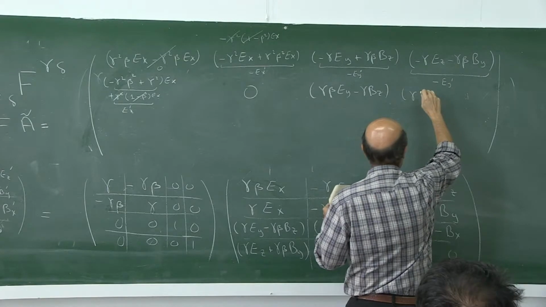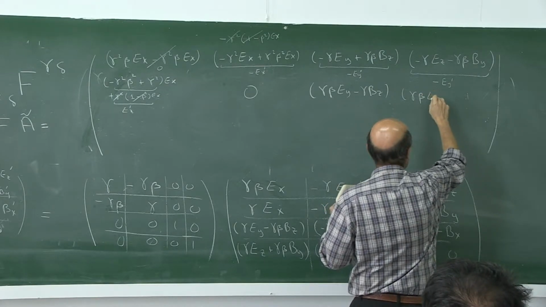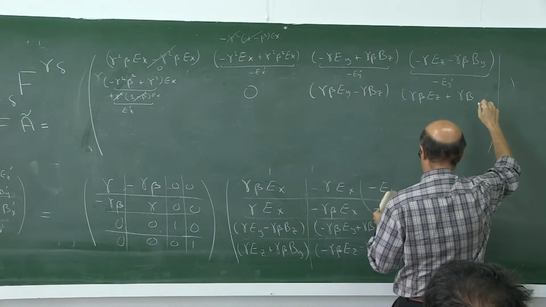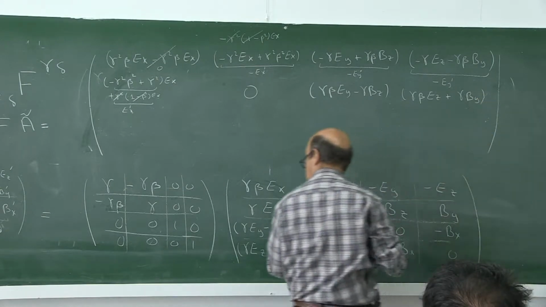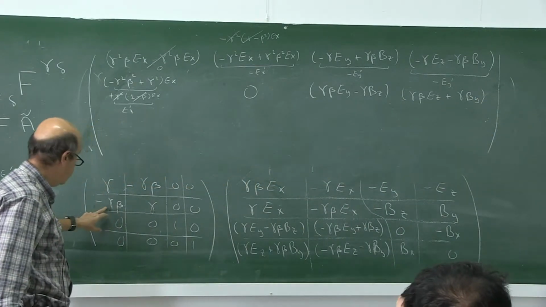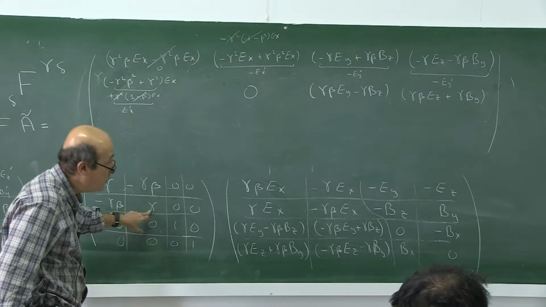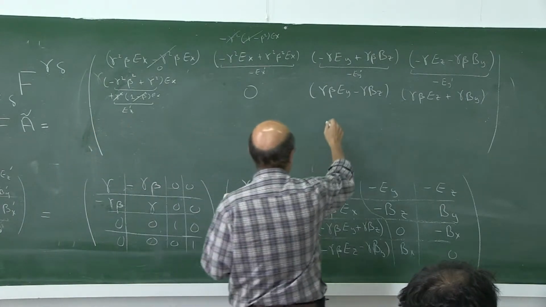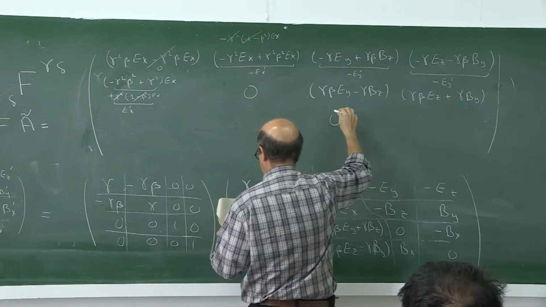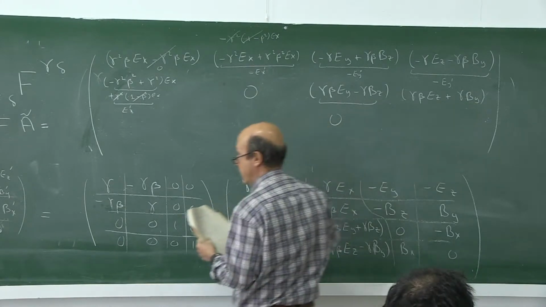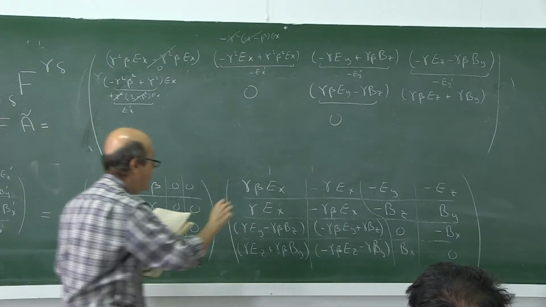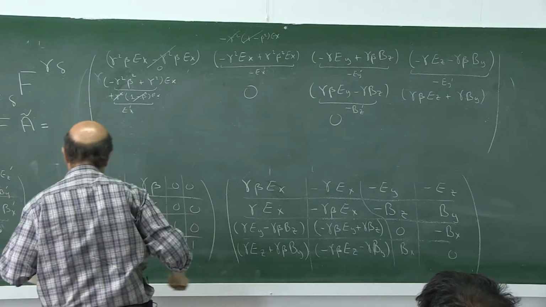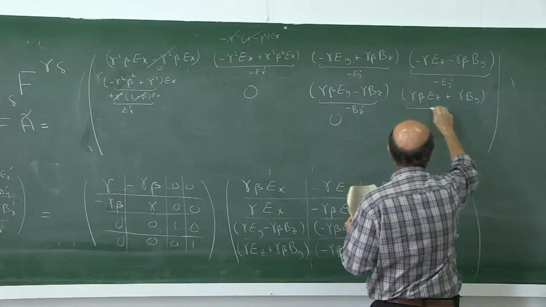And for the last column, you will obtain gamma beta Ez plus gamma By. So let us check the last one: minus plus gamma beta Ez, and what else? Plus gamma By. So you will have 0 here, and this element will be what? This element corresponds to the minus Bz prime. And the other one next to it will be the By prime.